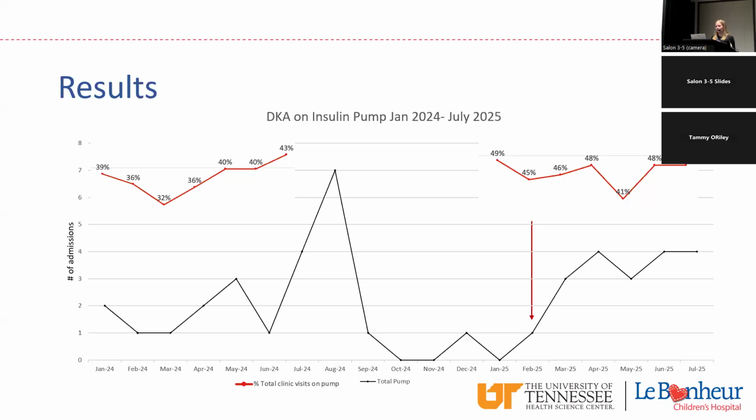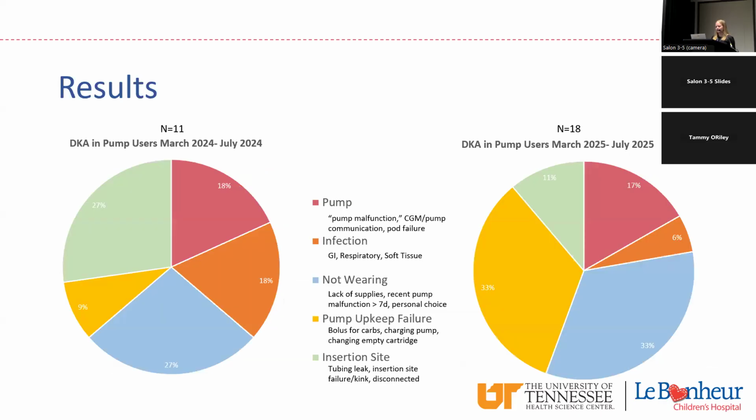However, when we look at the cause of the DKA, we can see that DKA due to insertion sites did decrease over that time period. In 2024, around 27% of our DKAs were due to insertion site problems, and then in 2025, that decreased to 11%. The DKAs due to pump problems stayed approximately the same. DKAs due to infection decreased from 18 to 6%. And then we saw an increased number of DKAs due to not wearing the pump or pump upkeep failures.